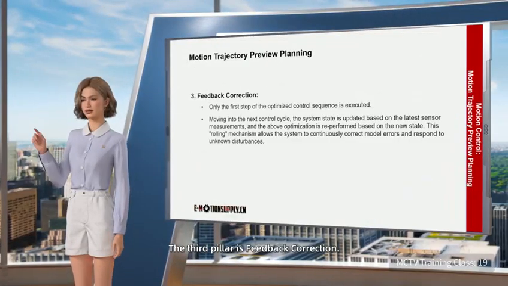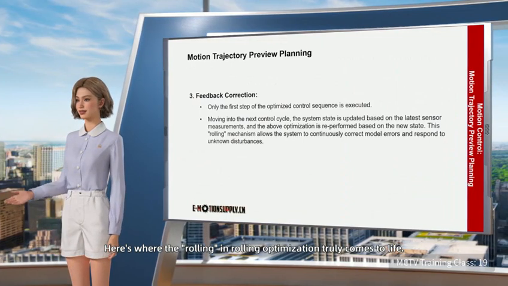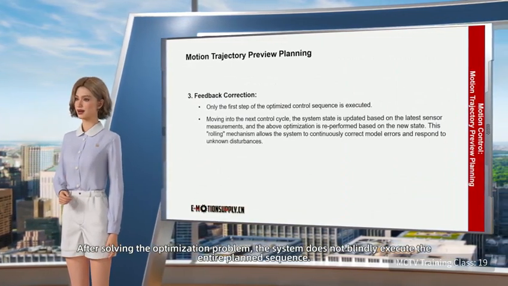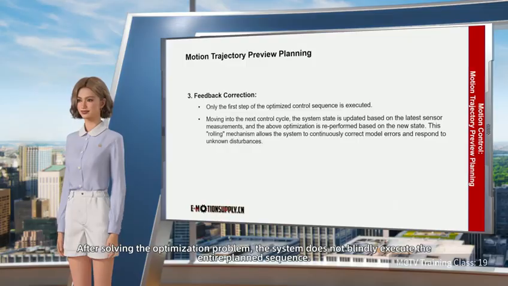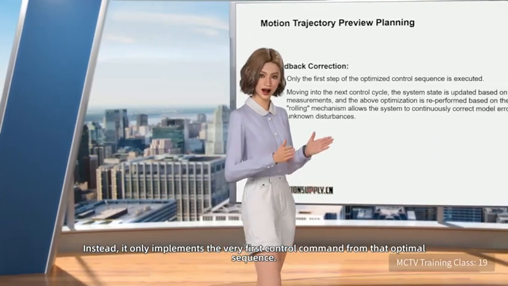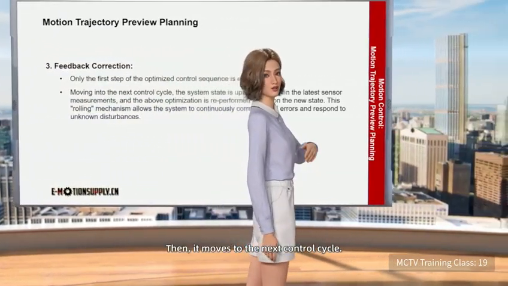The third pillar is feedback correction. Here's where the rolling optimization truly comes to life. After solving the optimization problem, the system does not blindly execute the entire plan sequence. Instead, it only implements the very first control command from that optimal sequence. Then, it moves to the next control cycle.